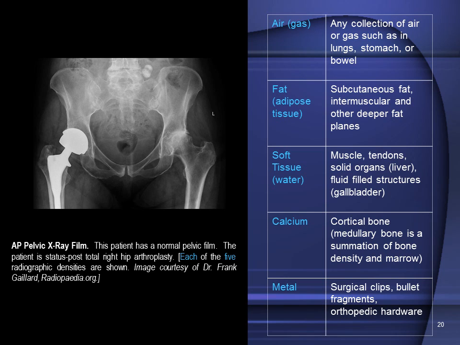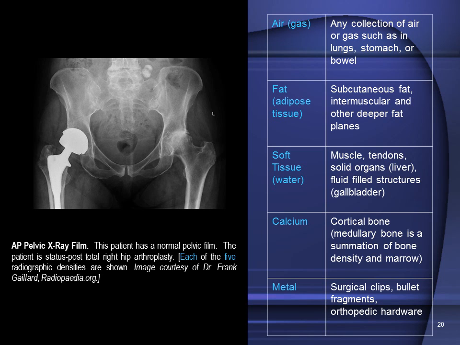So we looked at air, we looked at fat or adipose tissue. Then we have to have other soft tissues. So here we have other soft tissues inside the pelvic cavity, and we can see skin and some superimposed muscle of the thigh, and then we have the calcium of the bone. You can see the bones, again, the pelvic bone and the proximal femur, and then we have metal.